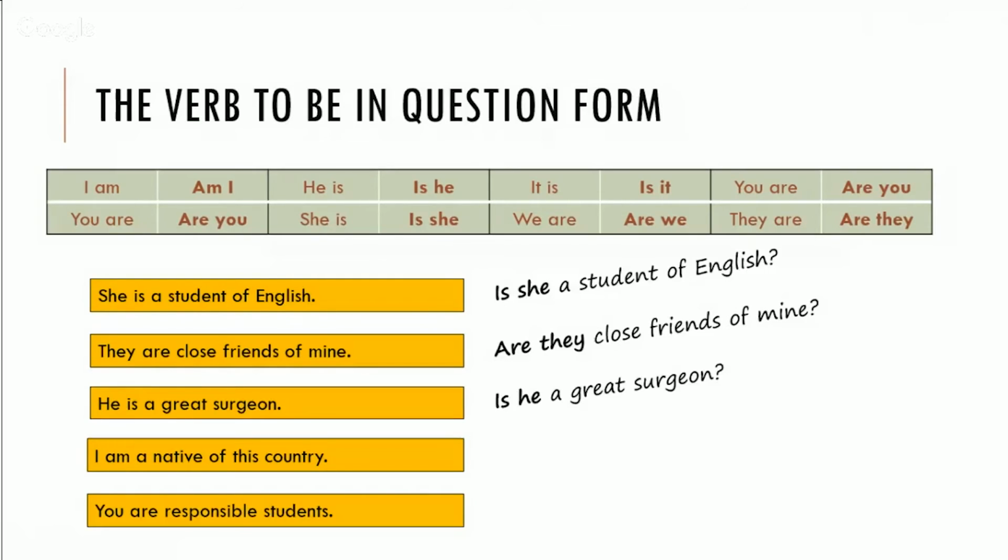Number three, he is a great surgeon. Question, is he a great surgeon? Number four, I am a native of this country. Question, am I a native of this country?